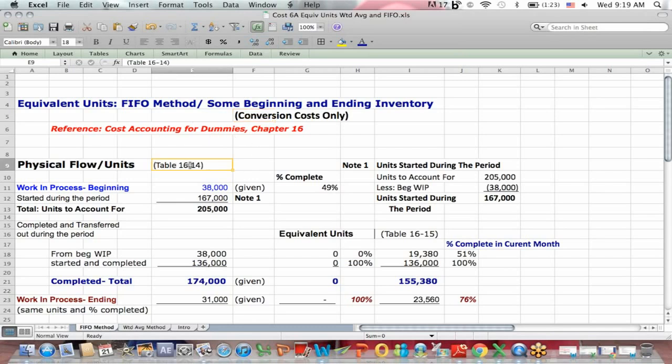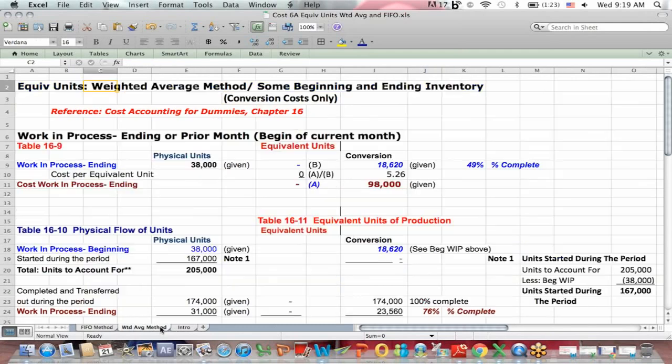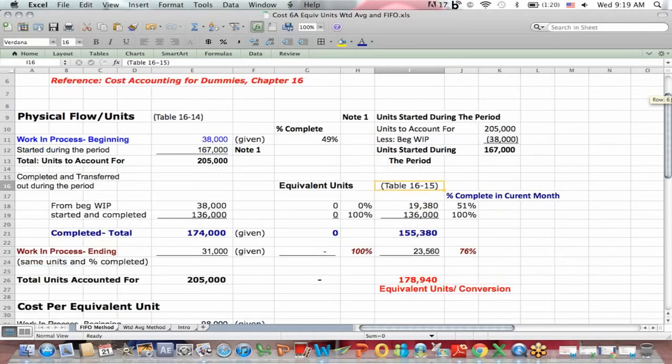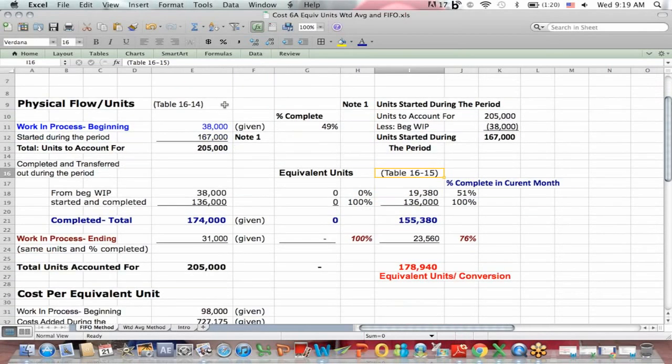Finally, before I start, you'll notice that I include tables, references from the book in these examples. So you can actually look at the book and see the references, the tables that I use for this example. So the thing we start with first is, what is the physical flow of units? Before we even think about money, think about how the units flow.